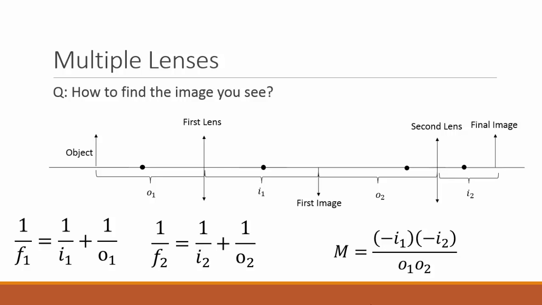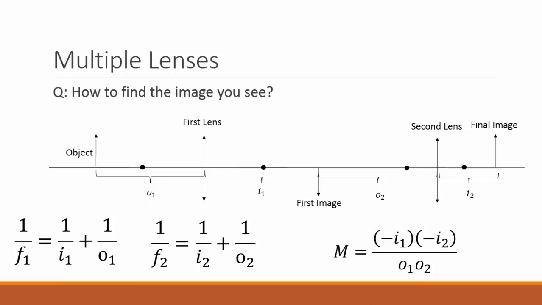And the basic reason is, if the first image is, say, 3 times larger than the object, and the final image is 3 times larger still than the first image, overall, the final image is 9 times larger than the object. You just have to multiply together the two magnifications. So you can just write down a single equation for the magnification pretty easily, where you just multiply the individual magnifications, negative I over O, for both of them to find the overall magnification.